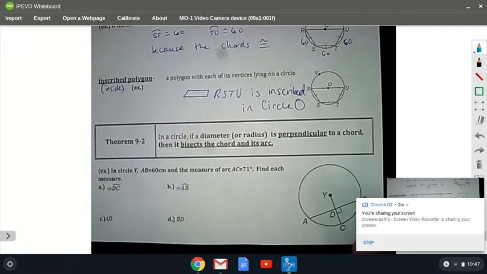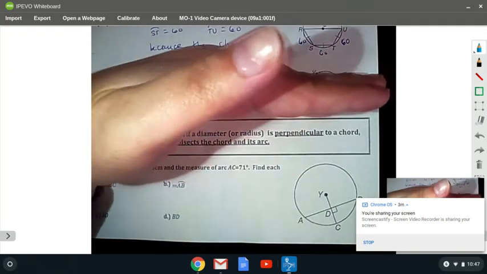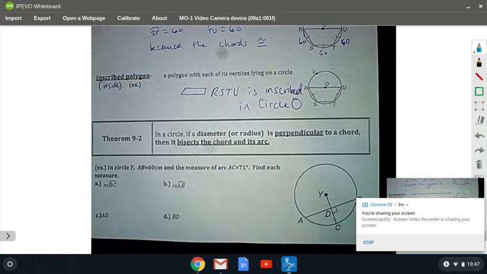In a circle, if a diameter or radius is perpendicular, and perpendicular means it creates a 90-degree angle, to a chord, then it bisects the chord and its arc. That means it cuts the chord and the arc in half.